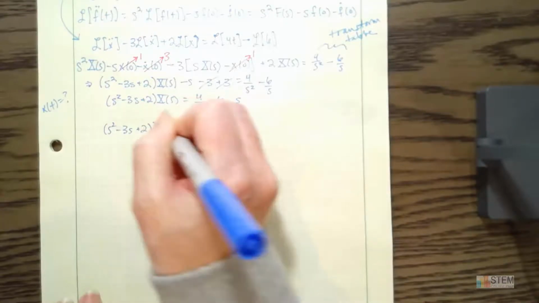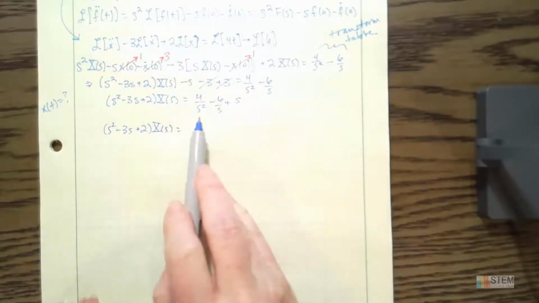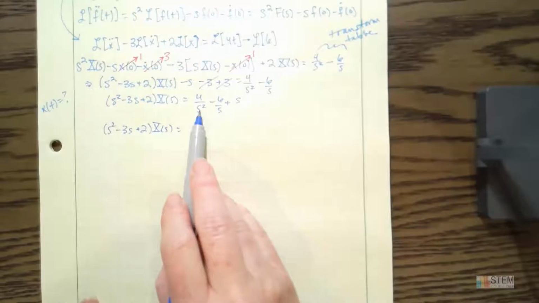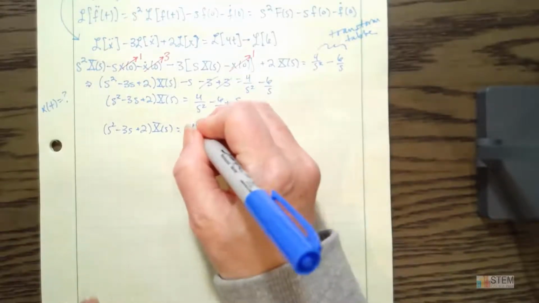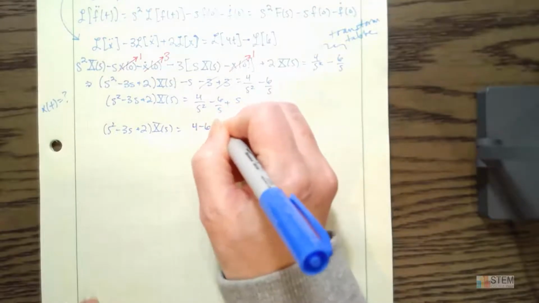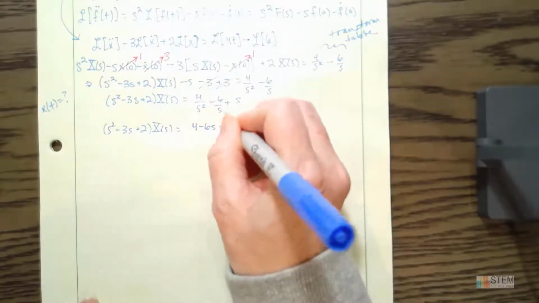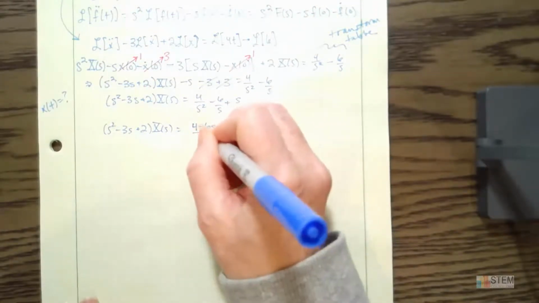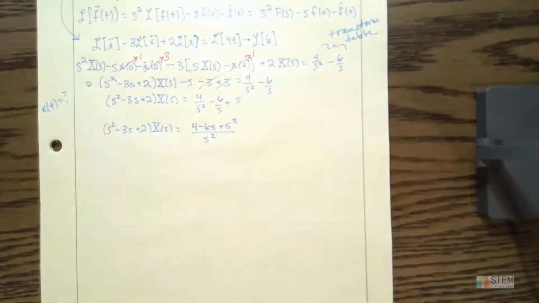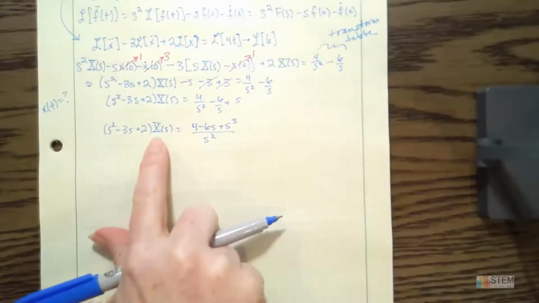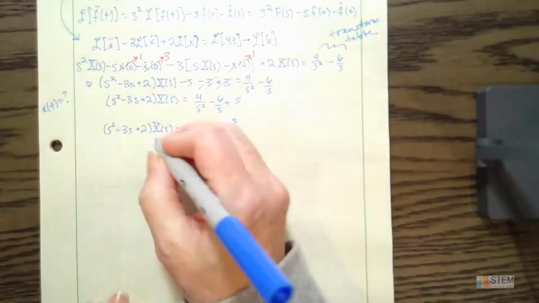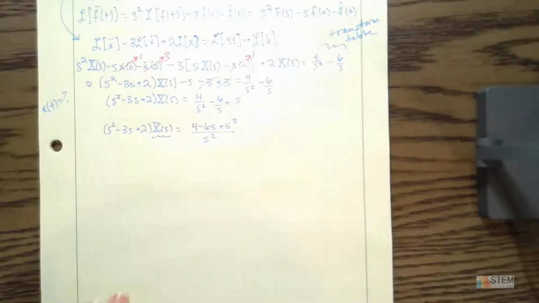Okay, so let's rewrite the left side. That didn't change. Common denominator here could be s squared. So if that is our common denominator, I'm going to have 4 minus 6s plus s cubed over s squared. All right, so all we did was find a common denominator. Now, let's go ahead and solve for X of s.